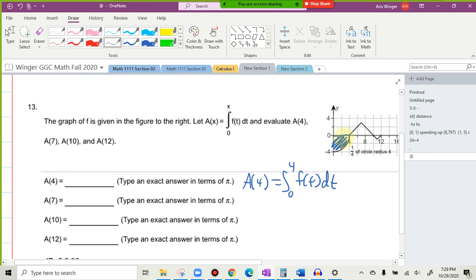And so again, that's a quarter circle of radius 4. So the whole circle is pi r squared, would be 16 pi. And this is just a quarter of it. And so it would be 4 pi. And of course, all of that stuff is under the x-axis.